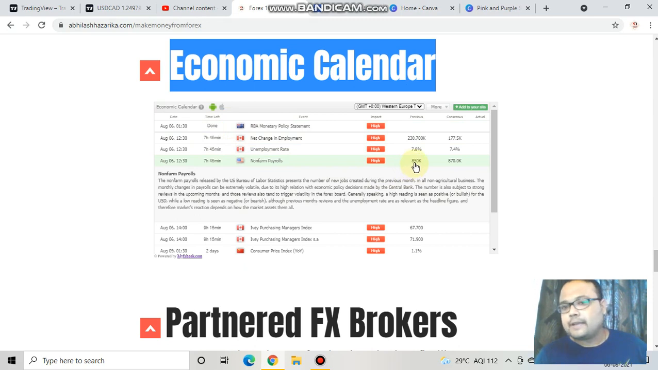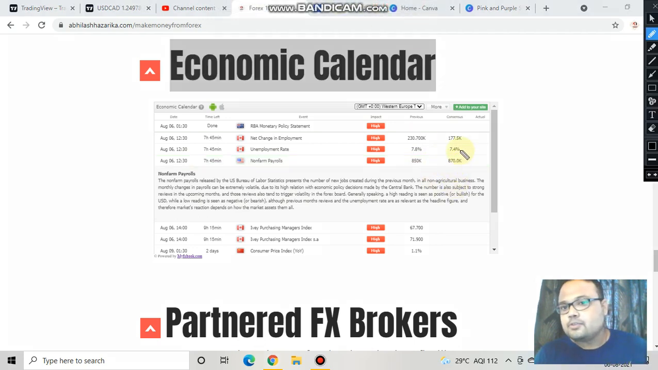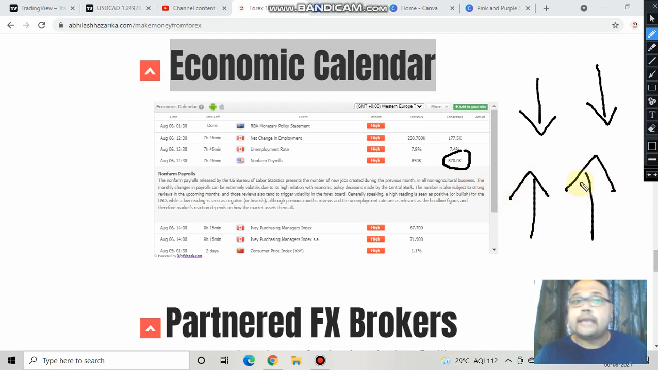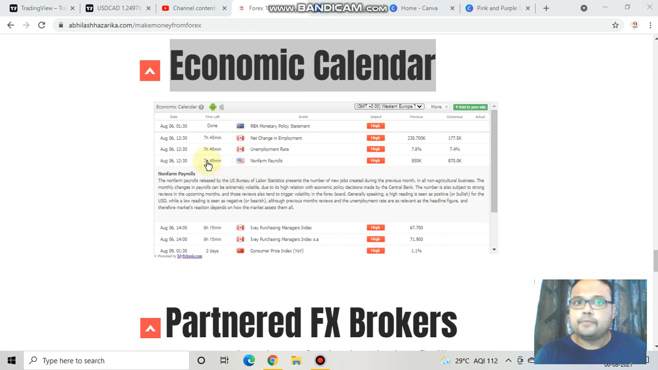the previous data was 850,000 jobs. There is a forecast of 870,000 jobs. In case the market fails to meet this level, then the US dollar will fall, and in case there is a fall in the US dollar, just keep in mind USD CAD will also fall. In case the data is good, the report comes out good, then USD will go up and USD CAD will also go up. The report will be coming out after 7 hours 45 minutes.